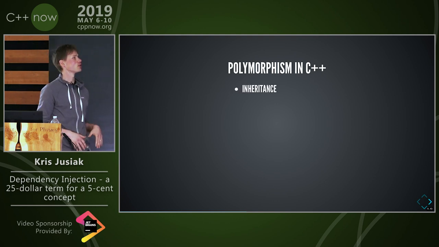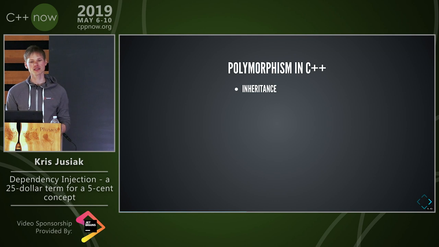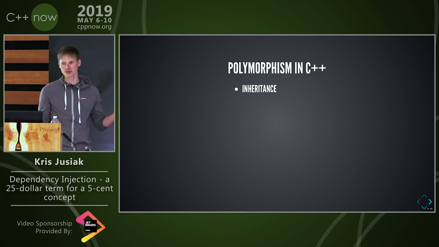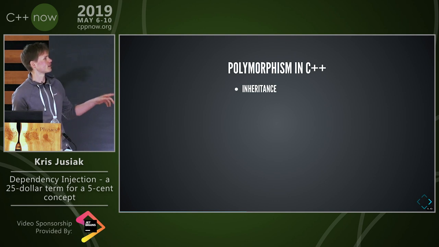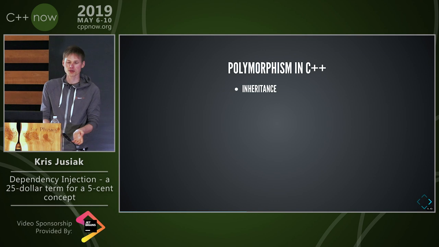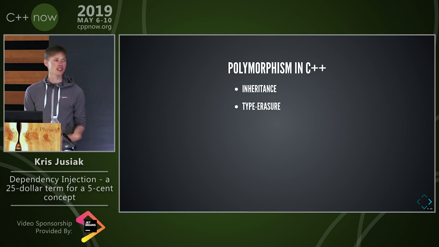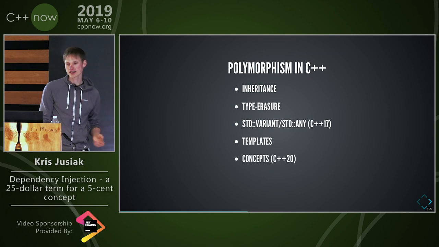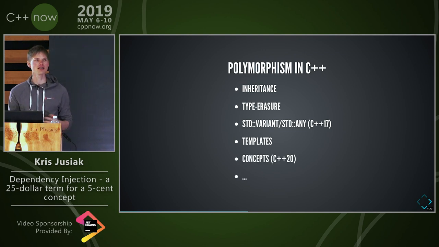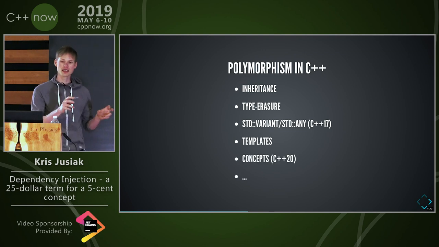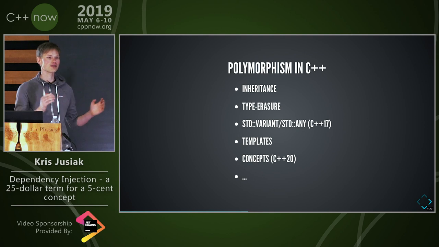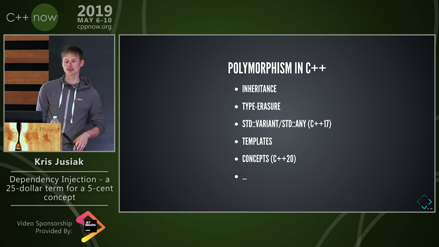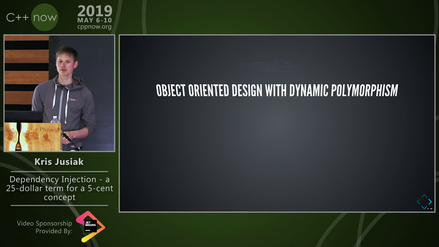But that leads us to polymorphism. And in C++, there are tons of ways of doing it. In Java, we'll just say inheritance, interfaces. But in C++, we have inheritance, like object-oriented design. We have type erasure. We have variants, templates, concepts, and so on. So there are a lot of ways of achieving DI, which is passing the right things to the constructors. So let's take a look quickly into them.